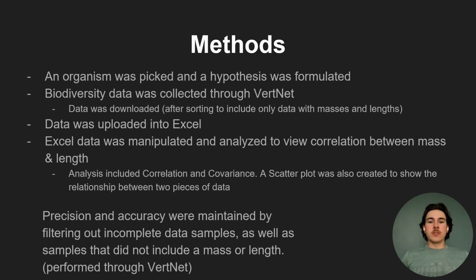Anyways, the Excel data was then manipulated and analyzed to view the correlation between mass and length. This analysis included correlation and covariance. A scatter plot was also used, as I said before. And precision and accuracy was maintained by filtering out all the incomplete data samples. So any data sample that, let's say, had a mass but didn't have a length, we just took out, and we were able to sort through that using the VertNet program.